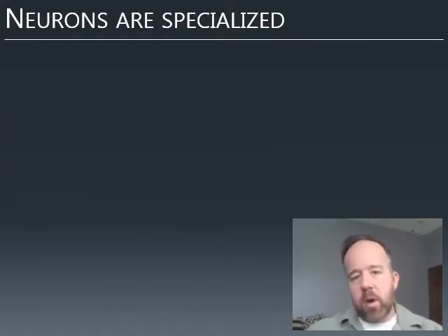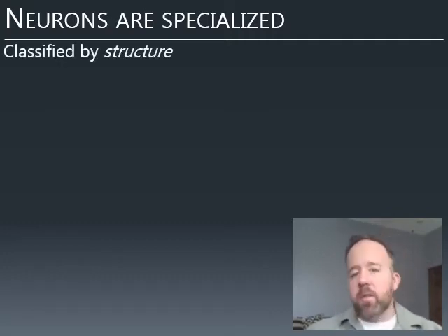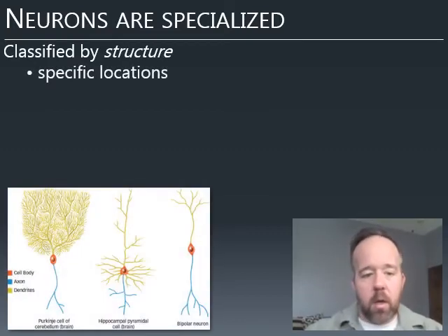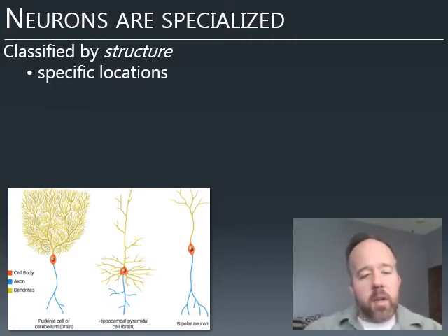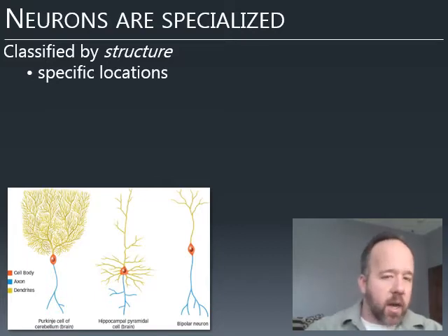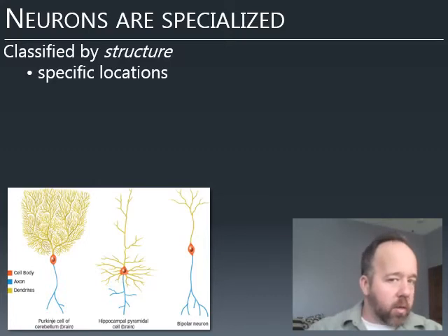As Ramon E. Cajal's doctrine indicated, and as your book says, neurons are also specialized. So there are different kinds of neurons. You can classify them by structure. So here we have a diagram from your book, and we can see how varied neurons can be. They've color-coded dendrites and axons here. You have, for example, Purkinje cells in the leftmost part of the diagram. You have pyramidal neurons in the middle, and you have bipolar neurons on the right.